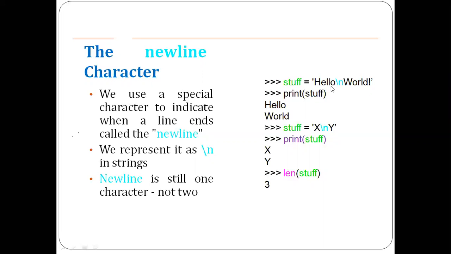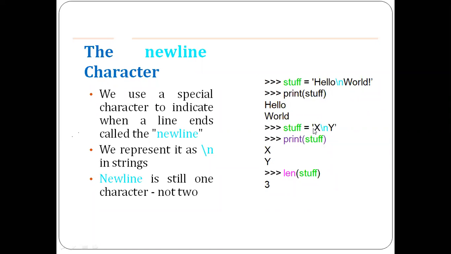Instead it will print the first string, hello, in one line, followed by a newline character, stating that your execution control, or your command prompt, will proceed to the next line. In the next line, the string world will get printed, right? And similarly, look at this example, stuff equal to x backslash n y. When we print this, it will print the value x in the first line, followed by the newline character, that is backslash n, and followed by y in the next line.